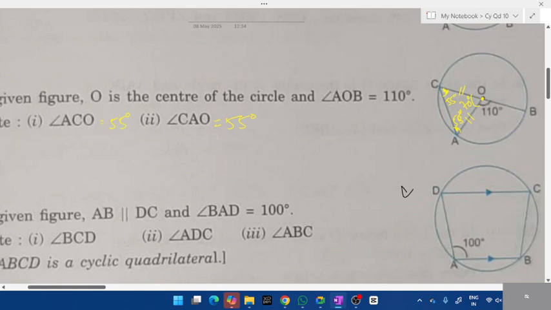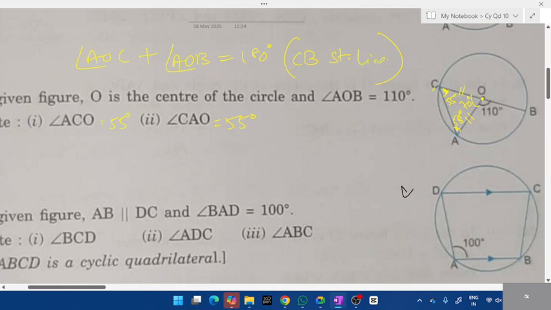Then take one minute to write the statement. Whatever you did, write the statement. You have to write it like this. Look: angle AOC plus angle AOB is equal to 180 degrees, straight line. The reason is CB is a straight line, or CB is a diameter. Straight line theorem.